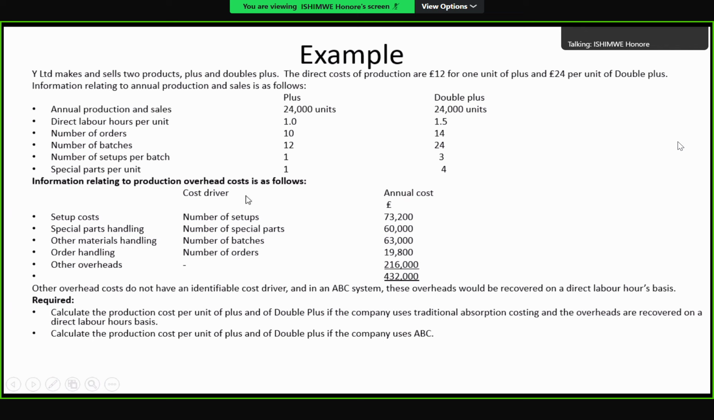But the cost driver, they say, is a basis of apportionment, the factor that influences this cost to happen or to increase, meaning what causes it to go higher or lower, depending on the analysis they have done. It is the number of setups. Of course, you have to go with the number of setups. So the more setups, the more cost will be incurred, the more money we will spend. Then for special parts handling, they say to use the number of special parts handled. For other material handling, they say to use the number of batches. For order handling, they say to use the number of orders. That is the cost driver.